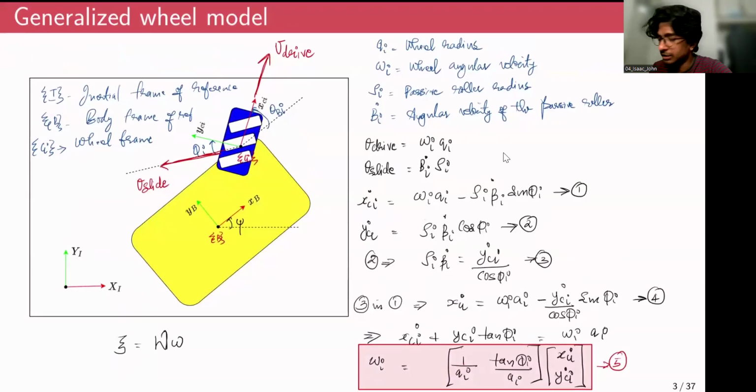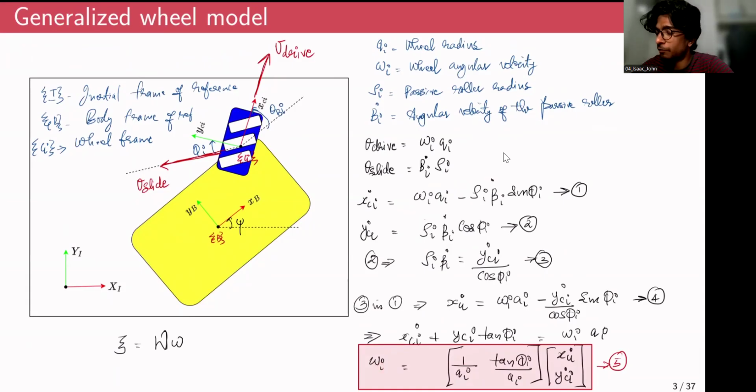You can basically write a similar equation depending on the configuration of your robot. If you have two wheels, you can have equation 1 as omega 1 is so and so. If you have two wheels, you'll have to write this twice.